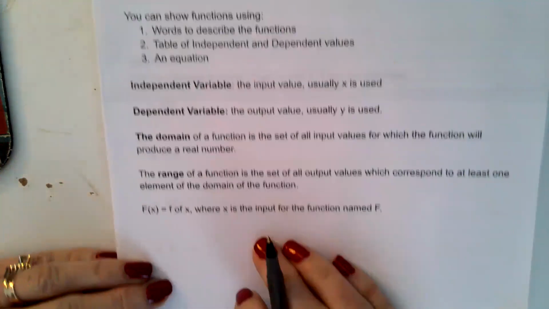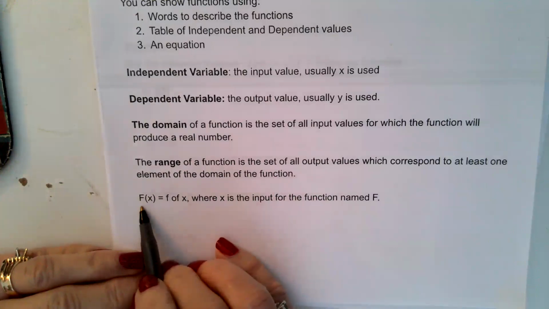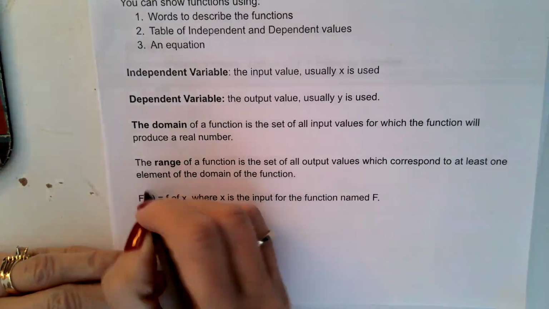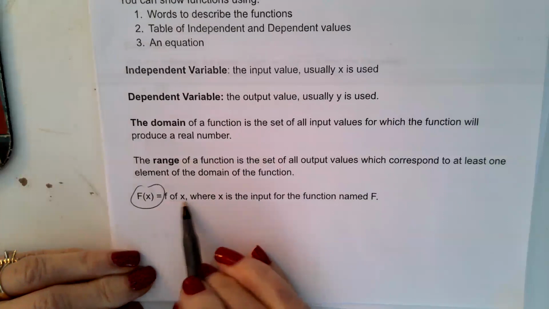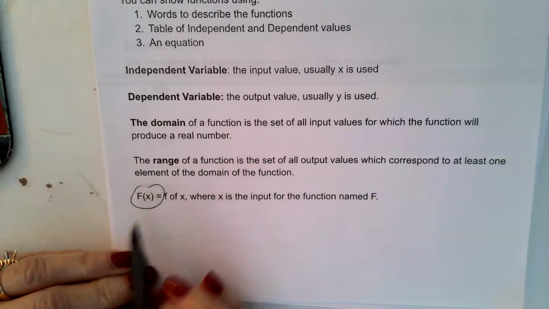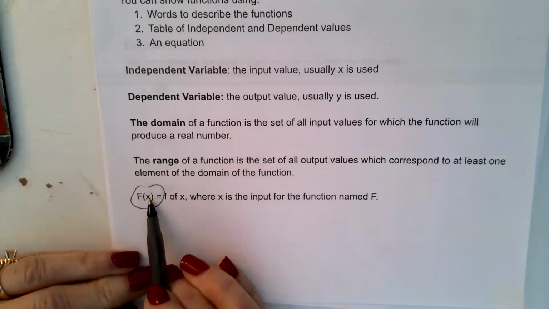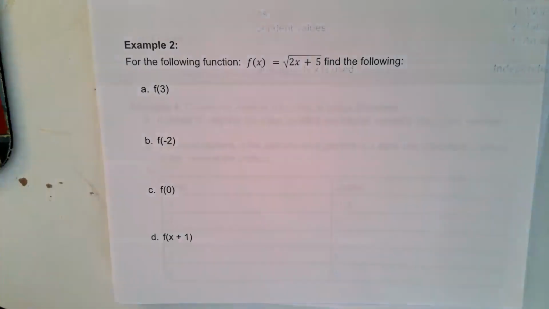And then we also name our functions. So for instance, this function here would be the name f. It's the function f. And this symbol right here, we pronounce it as f of x. It's not being multiplied. It's saying that I'm calling this function f, and I'm letting the reader know that x is my input variable. Okay, so we're going to use that in this lesson as well.